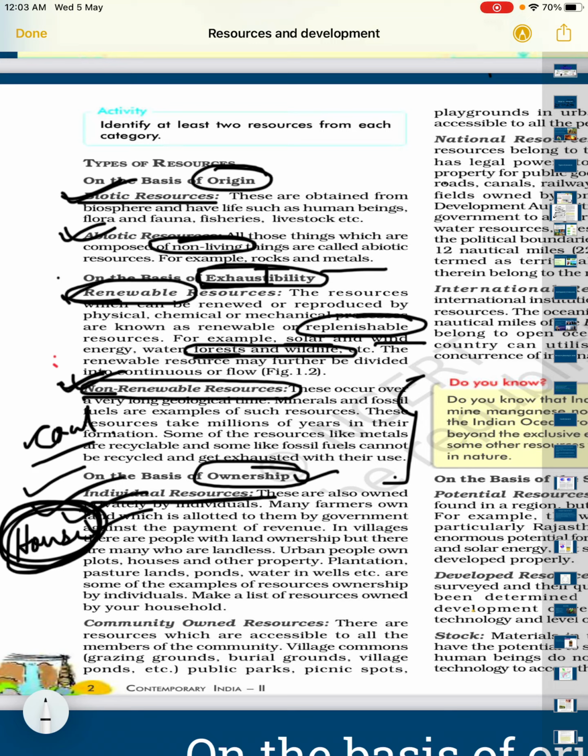So basically you have to remember, anything or any resource which is individually owned by a person, by me, you, or anybody, that is an individual resource.